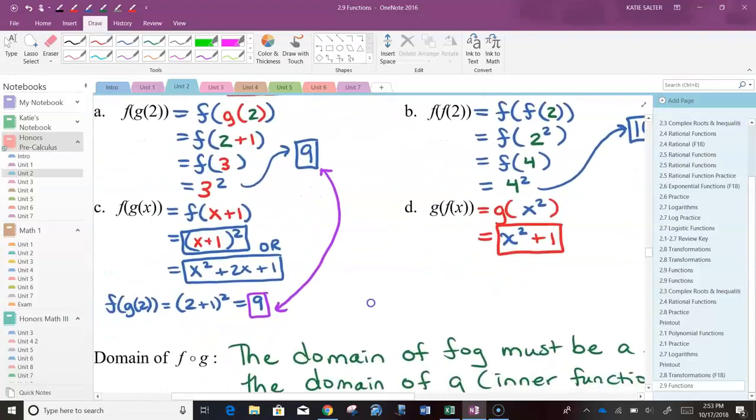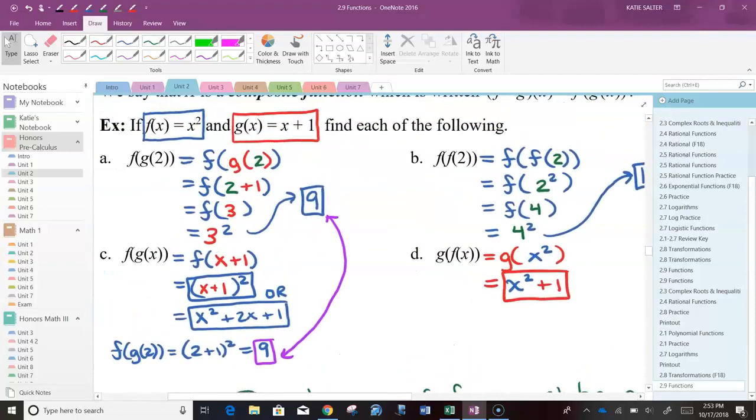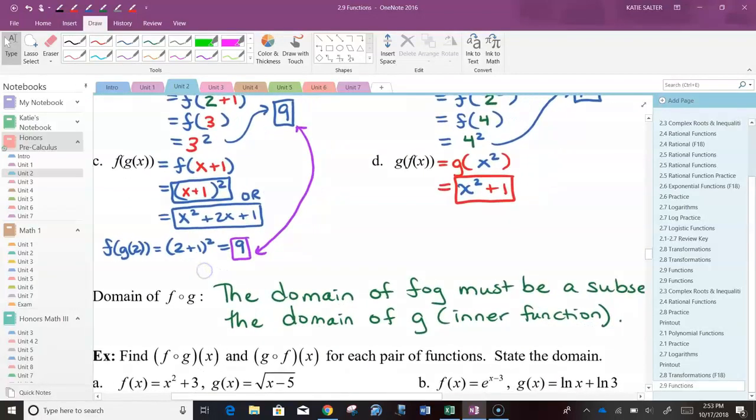Notice that f of g of x and g of f of x are not the same function. They are different functions. All right, so let's talk about the domain of f of g.